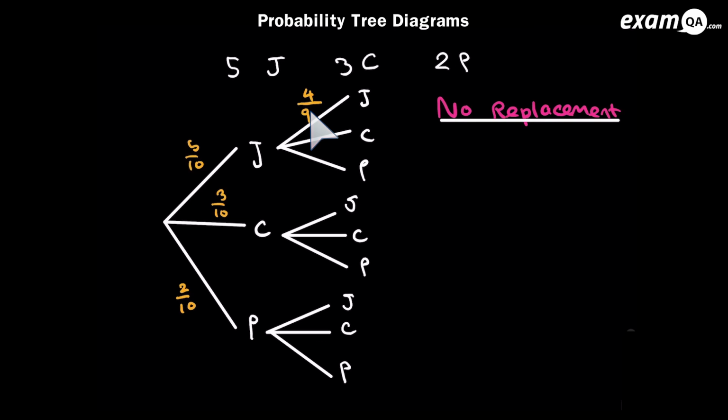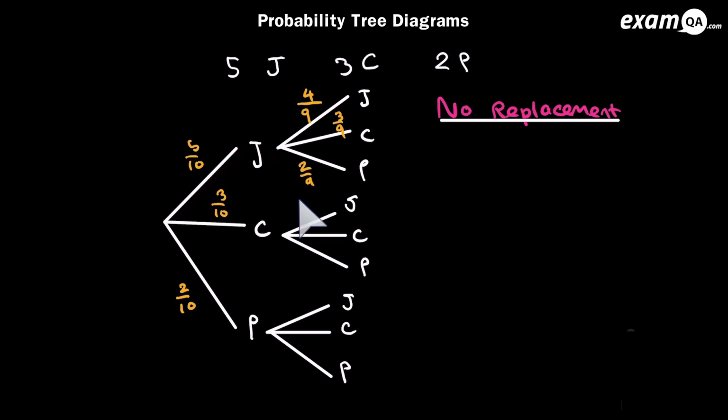And chocolate, there's still 3, because remember I've gone this way. So if I've gone this way, I've taken only a jam. So the chocolates are still all remaining. So there's still 3 chocolates. However, it is out of 9 because there's 1 less jam. And peanut butter, well, all the peanut butter is still left. So there's 2. And again, it's out of 9 because of that missing jam.